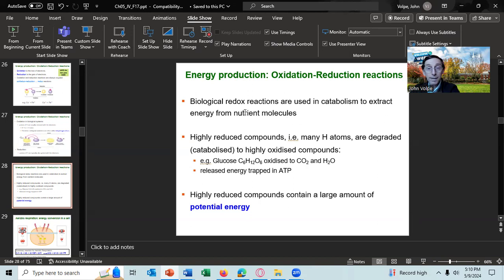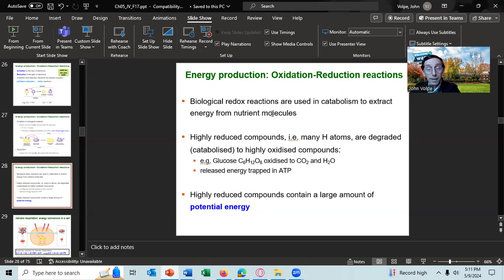But we're mostly talking about animal cells and bacteria cells getting energy from catabolism. You can get energy from anabolism, but that's only happening in chemosynthetic organisms and photosynthetic organisms.